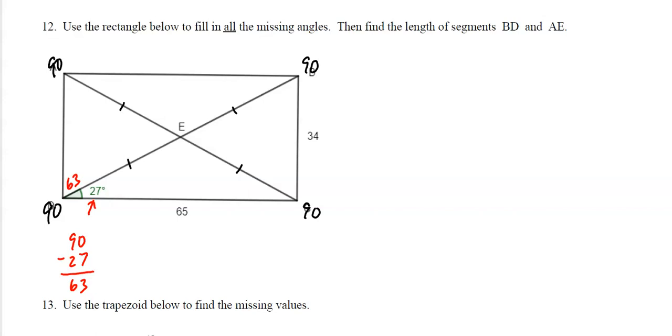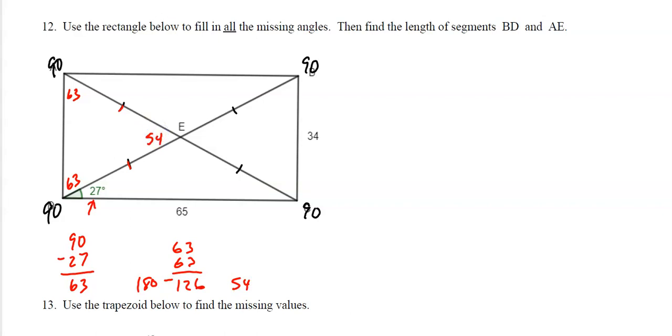So now, since this is really an isosceles triangle, 2 equal sides means I have 2 equal angles. Well, to get the third angle, let's add that up. We have 63 and 63. That's 126. And subtract from 180 gives me 54. So I've locked that triangle down.